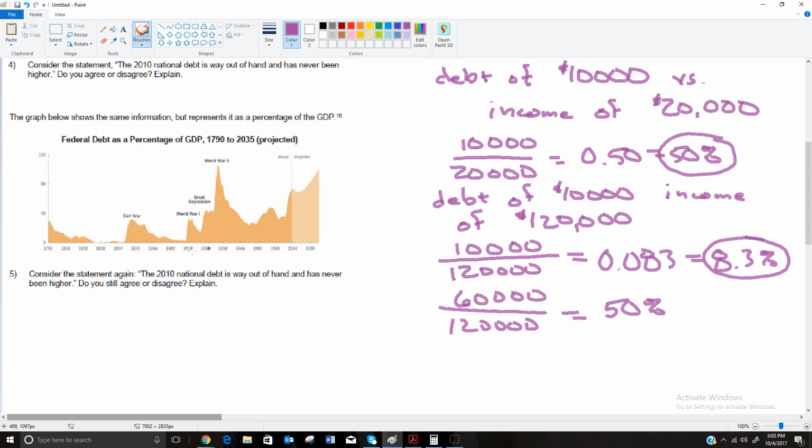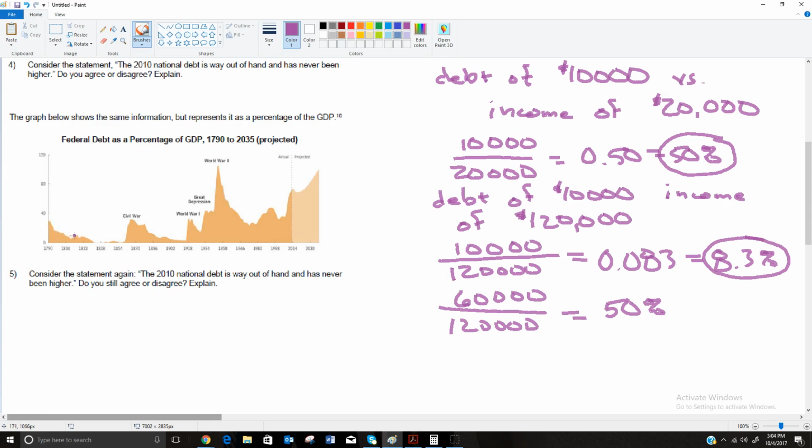So if we look back at this graph and consider this statement, remember this is looking at the debt compared to the gross domestic product. So the debt of the country compared to the income of the country, roughly. If you look over here in 1790, it looks like we were at roughly 30%. Our debt was 30% of our income. So the debt that we owed was about 30% of what we produced with the gross domestic product.